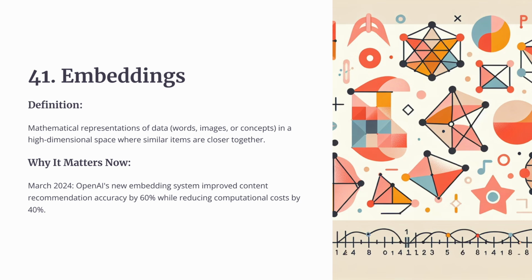Embeddings are mathematical representations of data in a high-dimensional space where similar items are closer together. Think of this as creating a giant virtual library where similar concepts are stored near each other. If cat and kitten are close together, while dog is slightly further away, the AI can understand their relationships. OpenAI's improvement means this library is now better organized and easier to search, leading to much better recommendations.